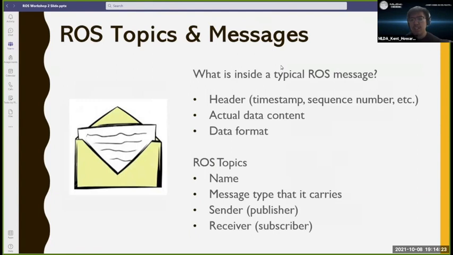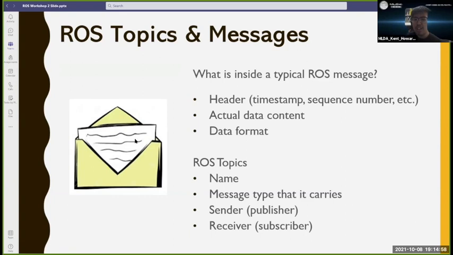So what is inside a ROS message, and what is a ROS topic? A ROS topic, like I mentioned before, is how the nodes communicate. Essentially, one node, like the sensor, publishes data, and the receiver subscribes to that data. The ROS topic itself has a name by which it's identified and a message type that it carries. It could be range data, a simple string, laser scan data or image data.